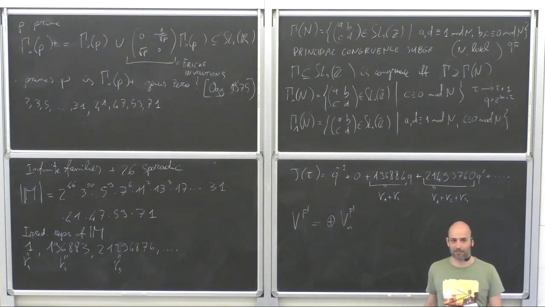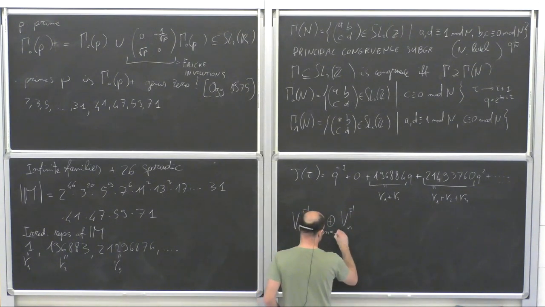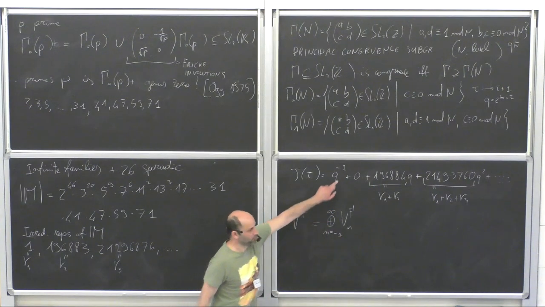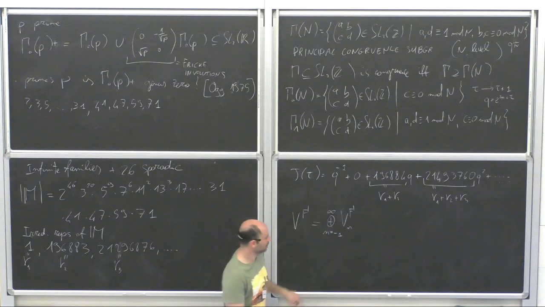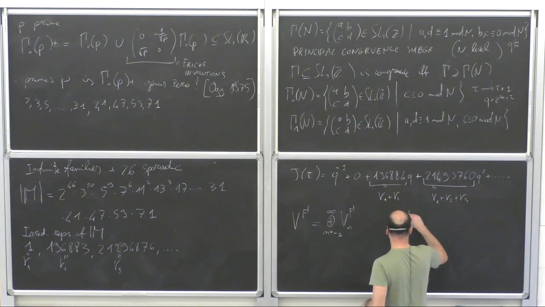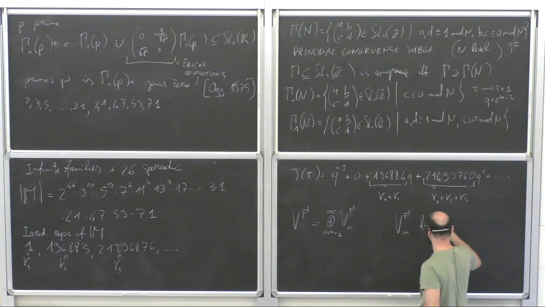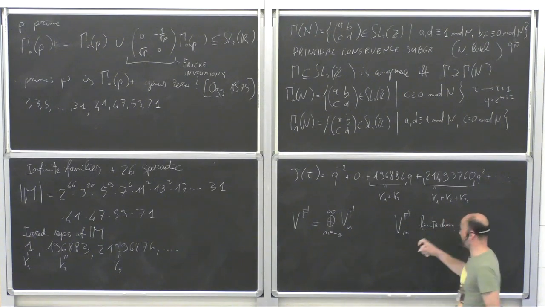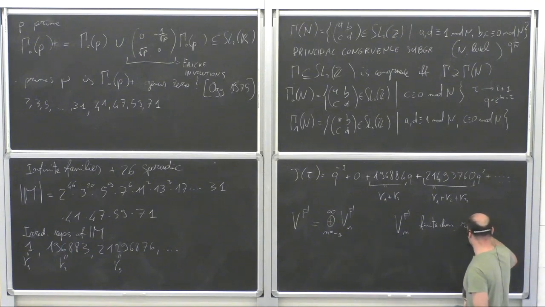So this should be an infinite dimensional vector space that decomposes into many pieces graded by some n, where n goes from minus one to infinity, and this n should correspond to this exponent here. So each of these V-natural components is finite dimensional, and it should be a representation of the monster group.